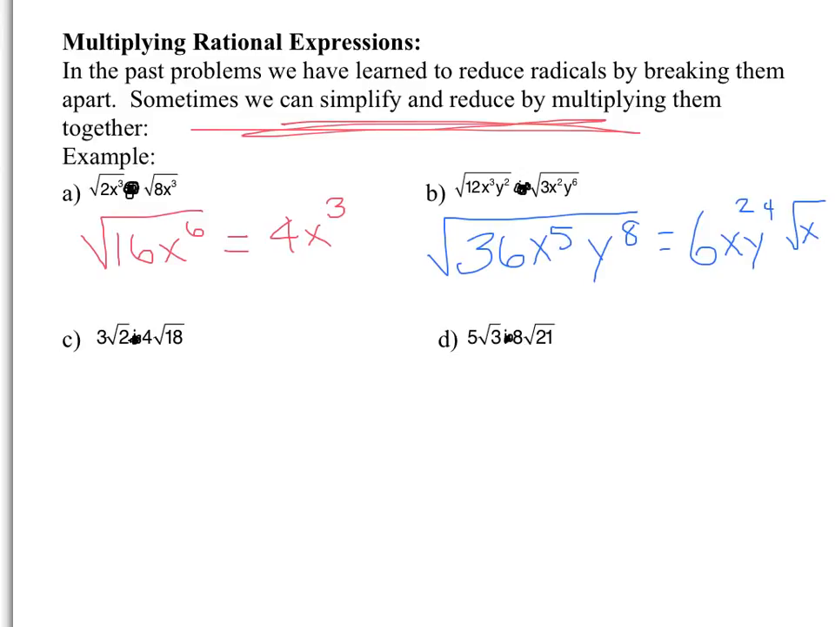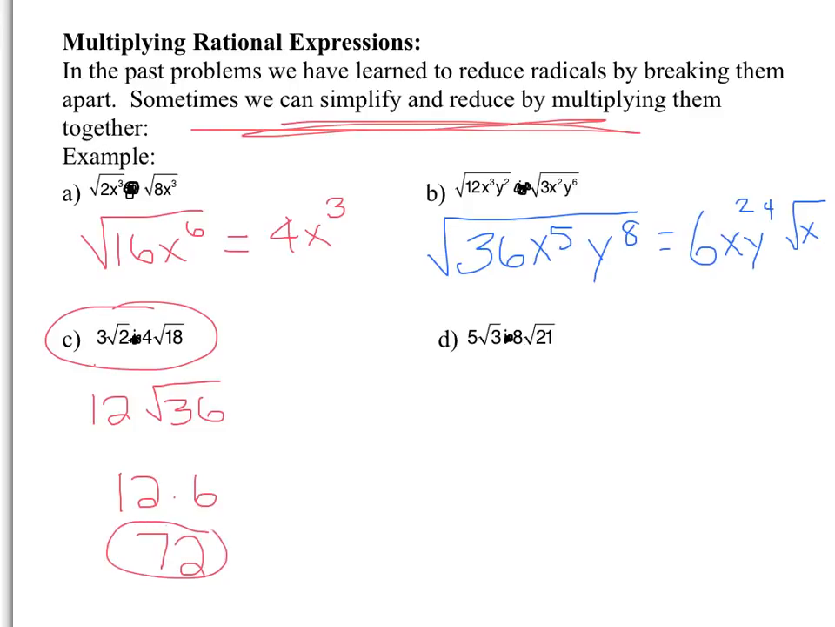Okay, moving on. It can get a little harder when there are numbers on the outside. This is read 3 root 2 times 4 root 18. The first thing I do is multiply the whole numbers: 3 times 4 is 12. Then root 2 times root 18 is root 36. Look how nicely that gave me a perfect square. So now I can simplify that to 12 times 6, which is 72. Okay, and there's my answer.